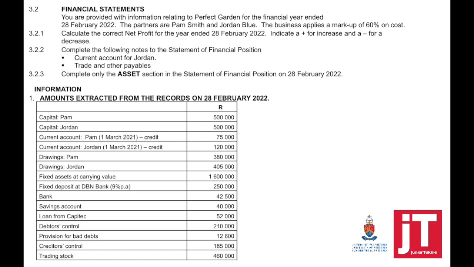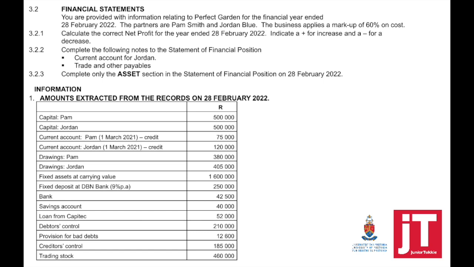You are provided with information relating to Perfect Garden for the financial year ended 28 February 2022. The partners are Pam Smith and Jordan Blue. The business applies a markup of 60% on cost. Question 1. Calculate the correct net profit for the year ended 28 February 2022. Indicate a plus for increase and a minus for a decrease.